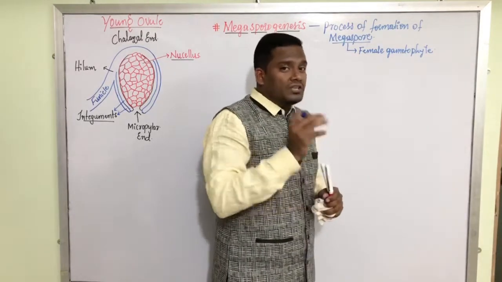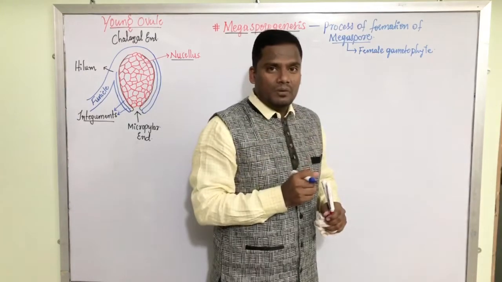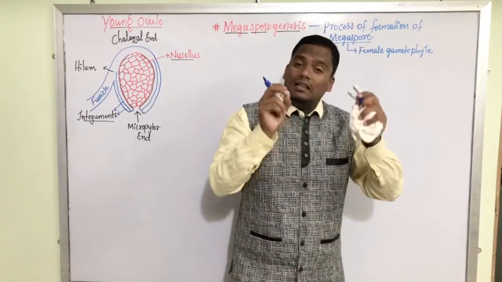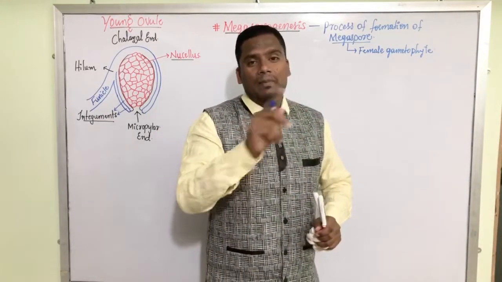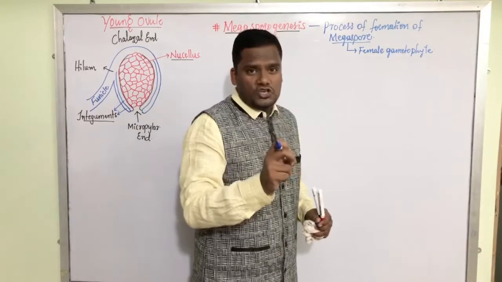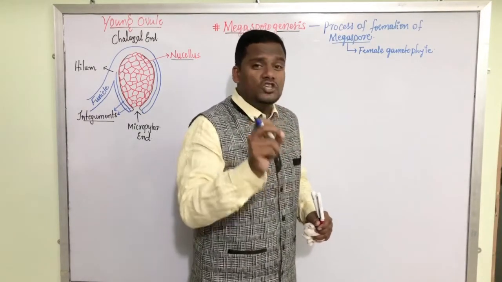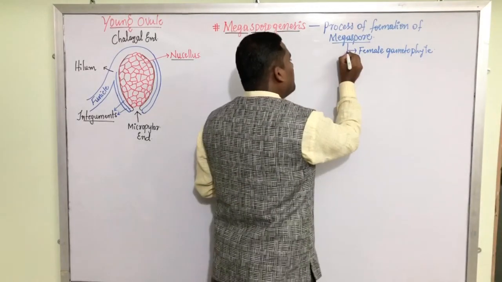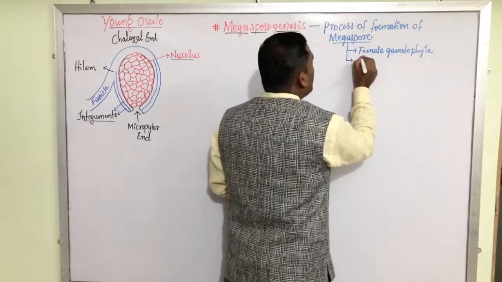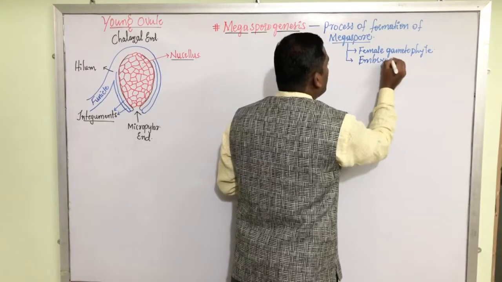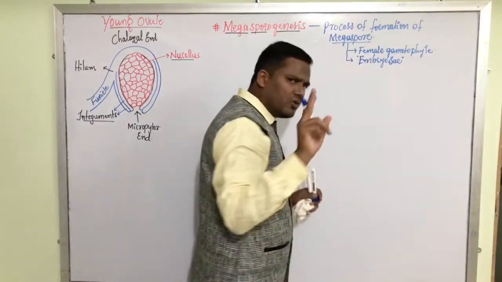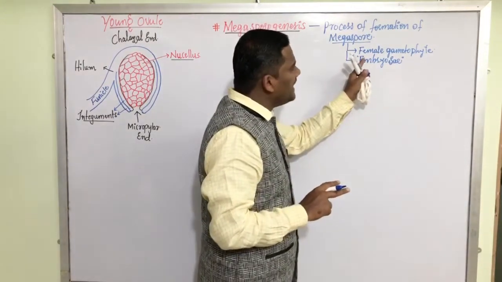For example, what is the name of the male gametophyte in the angiosperm? It is the pollen grains. Pollen grains are not actually the male gametes. Pollen grains are the male gametophytes in which we have the male gamete. Similarly, the female gametophyte is a structure in which the female gamete is present. What is the name of the female gametophyte? It is the embryo sac. Embryo sac is a female gametophyte in which the female gamete is located.